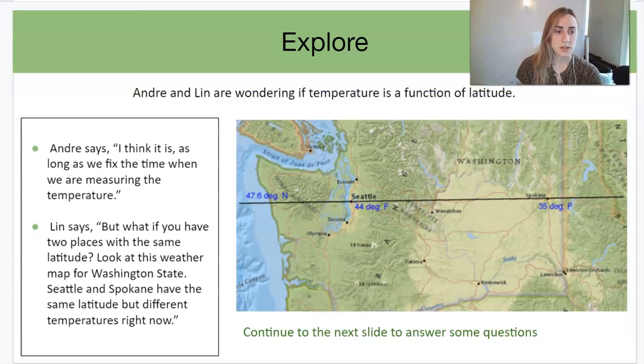So in our Explore section, we are looking at 2 different students' thinking, and we are considering who we might agree with, and we're going to answer some questions on the next slides. So Andre and Lynn are wondering if temperature is a function of latitude. Andre says, I think it is, as long as we fix time when we are measuring the temperature. Lynn says, but what if you have 2 places with the same latitude? Look at this weather map for Washington State. Seattle and Spokane have the same latitude, but different temperatures right now. So that's our given information.